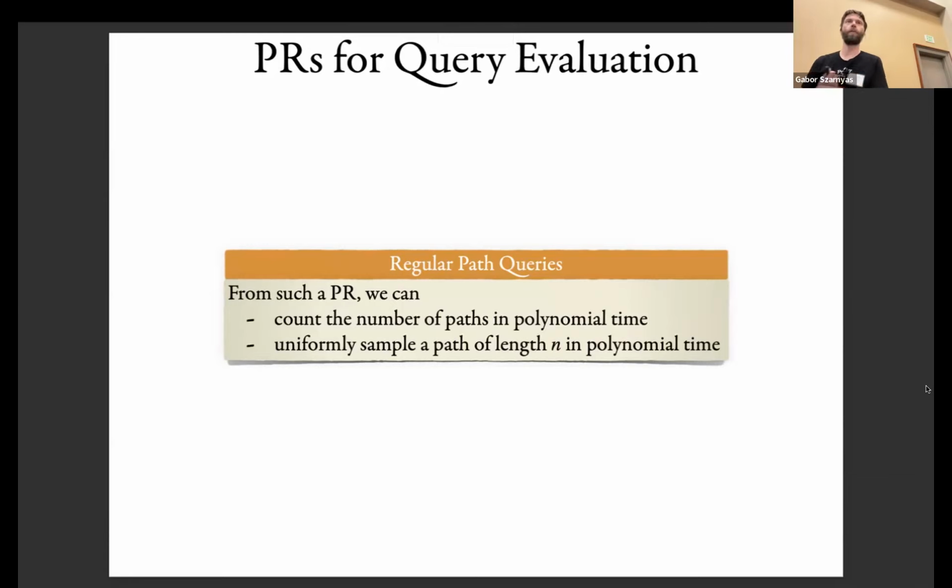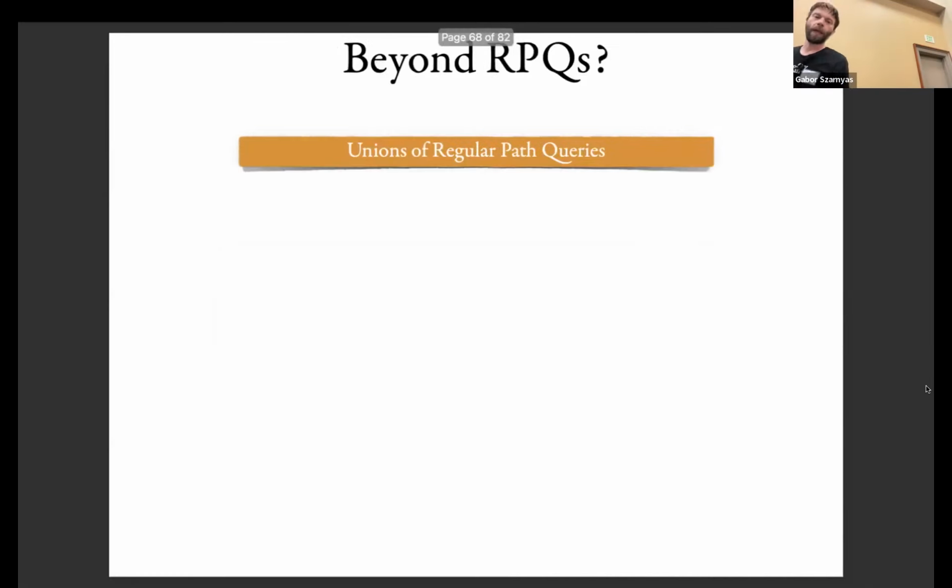You can count the number of paths in this thing in polynomial time. You can uniformly sample a path of length n in polynomial time. We are thinking beyond regular path queries, of course, because regular path queries are just a very simple building block of graph pattern languages.